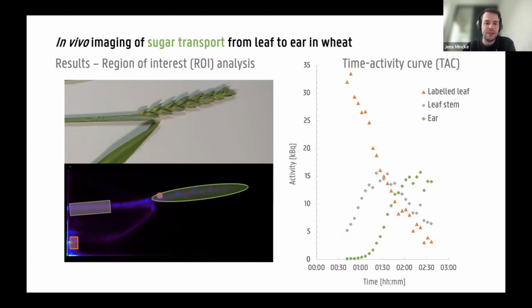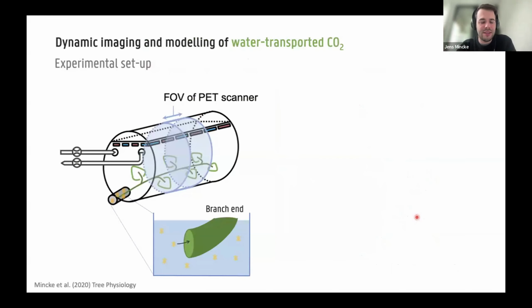And if we draw an ROI around the ear, we see that in the beginning there is nothing, and sugars are gradually coming into the ear of the wheat plant. For most PET studies, this is the endpoint. They image a plant and they end up with time activity curves. This is called TAC data, showing the activity over time. But we can actually go one step further. Now it is time for a second example.